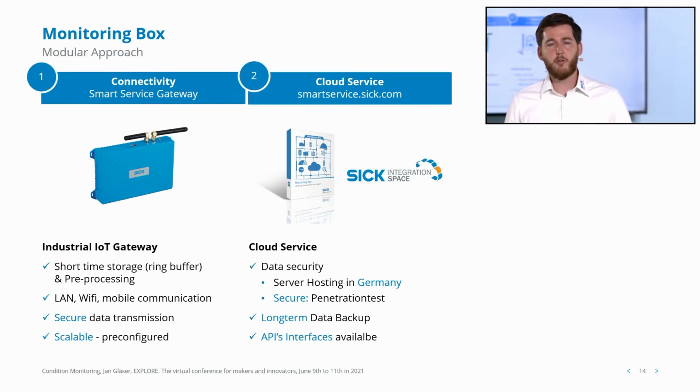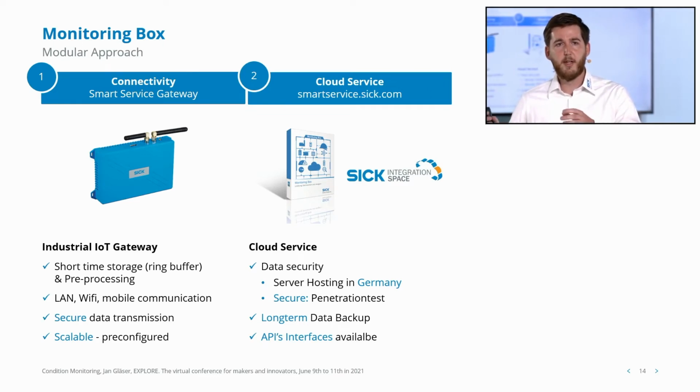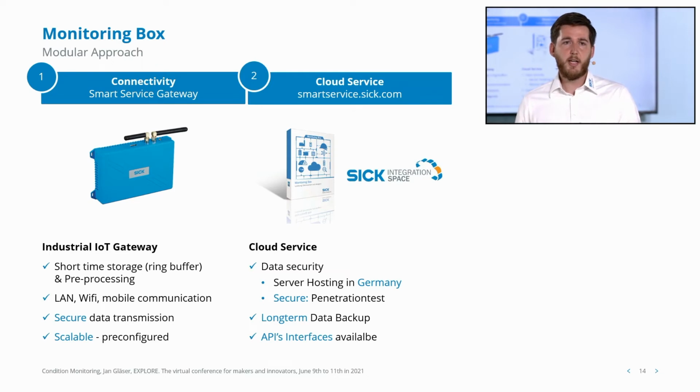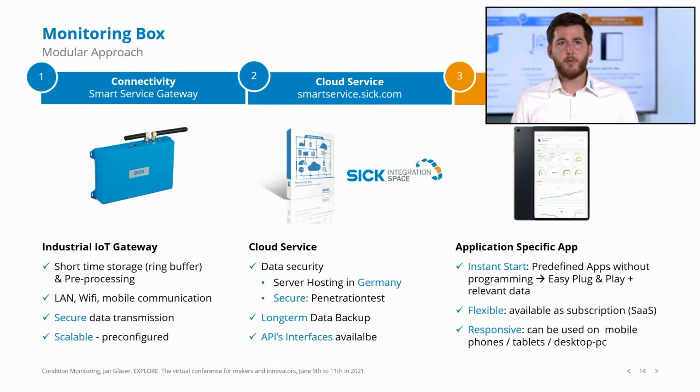And if you don't want to have only the single solution from SICK, if you want to implement a solution in your system, in your infrastructure, it's also possible to do it via API to get the data into your system. The intelligent part of the solution is the so-called monitoring app. And the monitoring app is product or application specific. So there we select the relevant and the right data and process them, what's important for tunnel, for ports, or for other applications like AGVs.